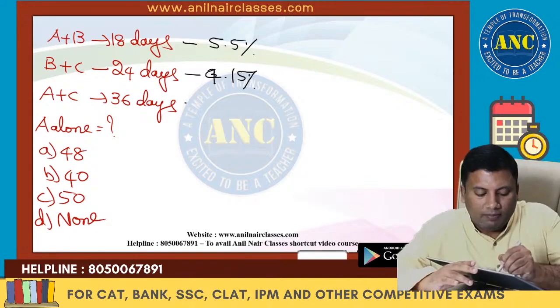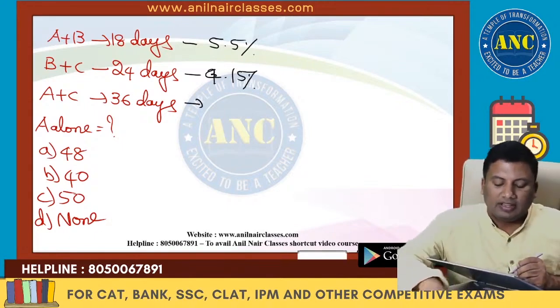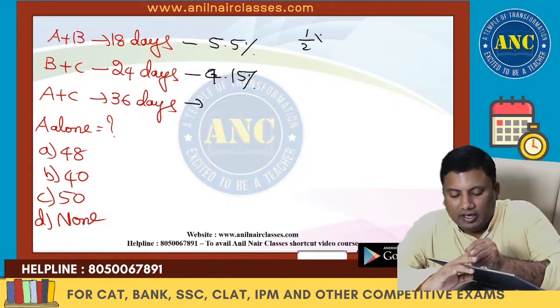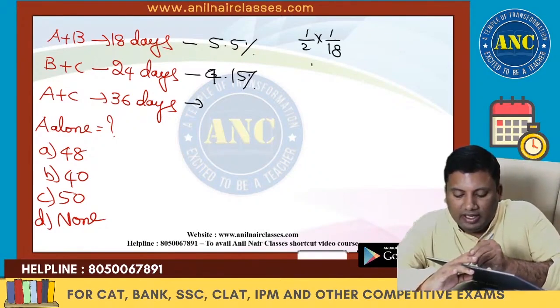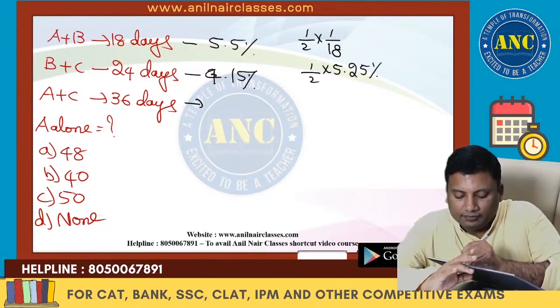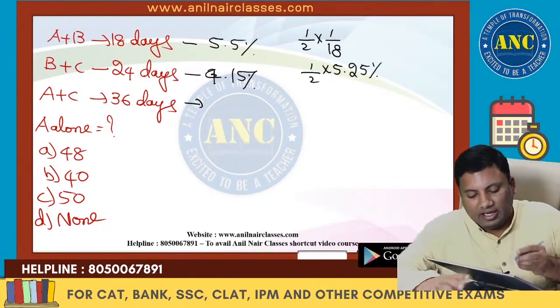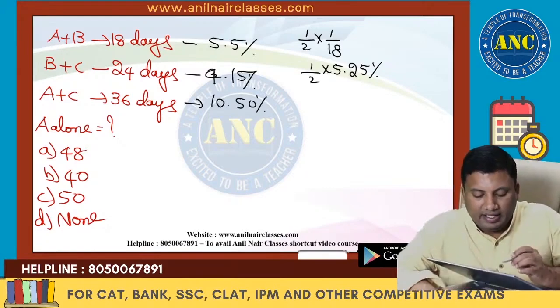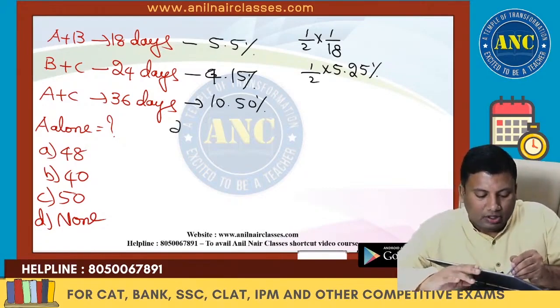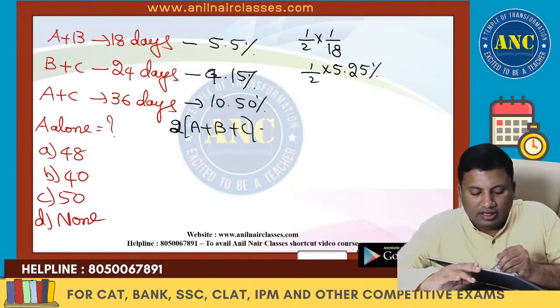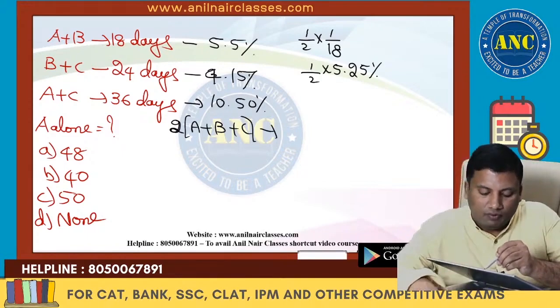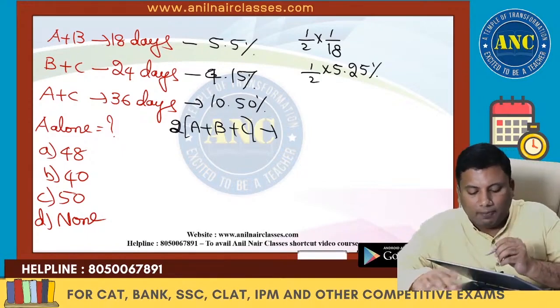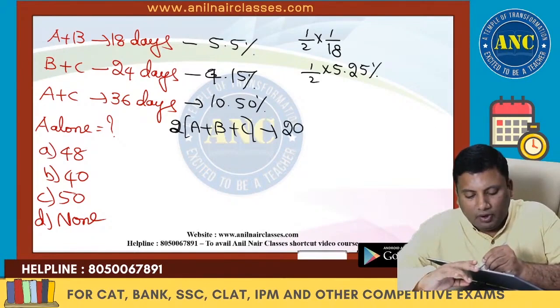4.15. 1 by 36 is nothing but 1 by 2 into 1 by 18. 1 by 18 is 5.25, so this is nothing but 10.5. So if I add it, this is nothing but 2 into A plus B plus C, which is 5, 5, 5, 5, approximately 20 point something.